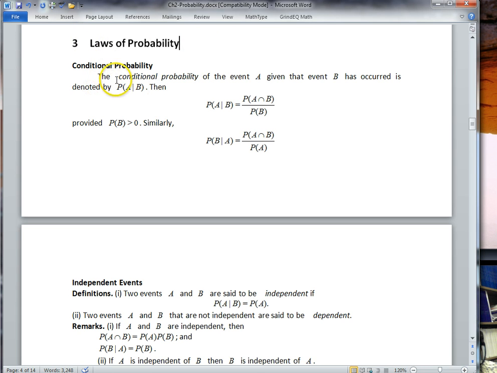So I'm going to define now conditional probability. By definition, the conditional probability of an event A given that event B has occurred is given by this notation, P of A, the vertical line, given B. Then by definition, the probability of A given B equals the probability of the intersection of A and B over the probability of B, provided the probability in the denominator is greater than 0. The same thing holds if you reverse them, P of B given A. Let's focus on this. So what does that mean?